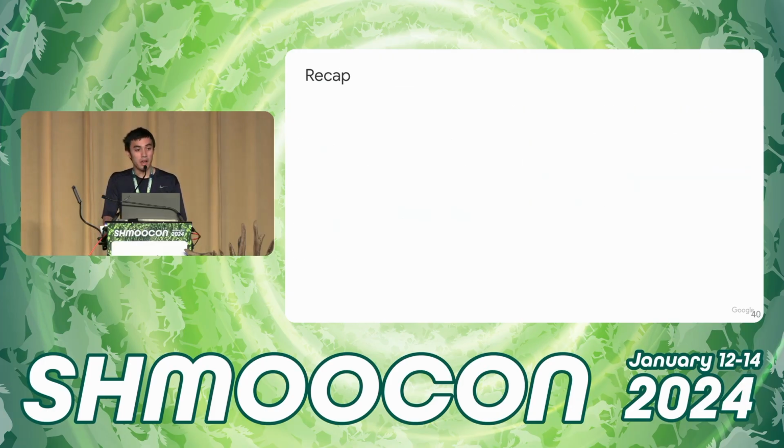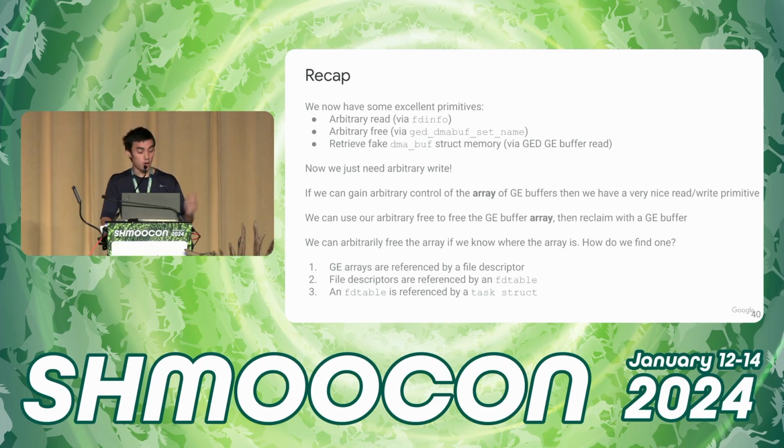As a recap, we now have some great primitives. We have an arbitrary read via fdinfo. We have an arbitrary free via GED DMA buff set name. And we can retrieve the fake DMA buff struct memory via the GED GE buffer read. So we can read and write the GED GE buffer at will, which means we can read and write the DMA buffer at will. We have an arbitrary read, and we have an arbitrary free. Now we just need an arbitrary write, and I'm done.